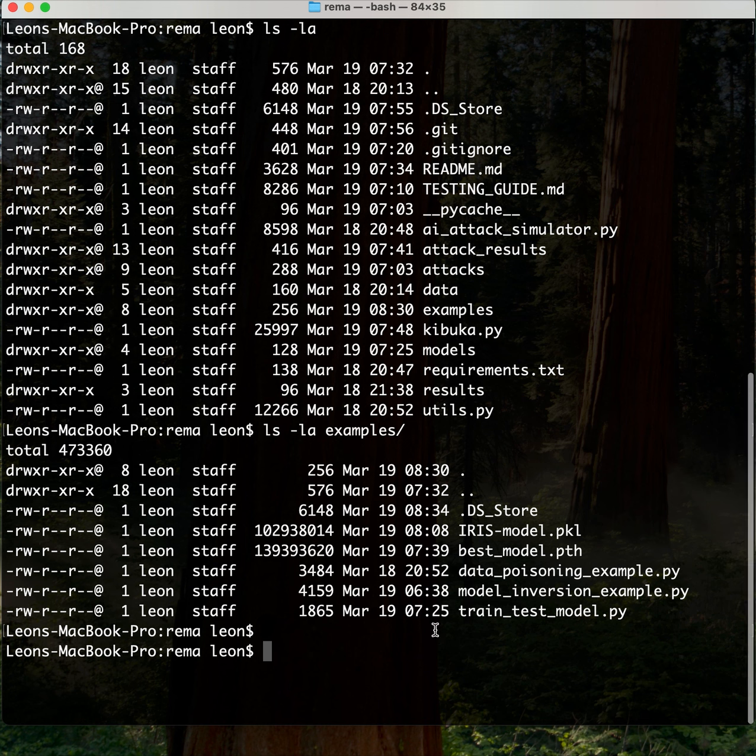Kibuka works on all the major model formats, that is PyTorch, TensorFlow, Pickle files, ONNX models, and many others. So it's very easy to use. So the threat landscape, let us start with demo one to understand why Kibuka is very essential. Let us explore by running a comprehensive security scan on one of the examples that we have here.